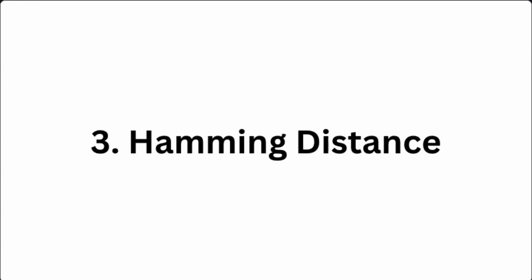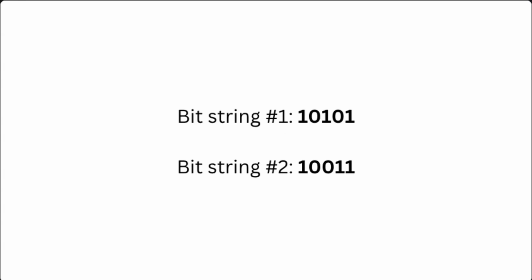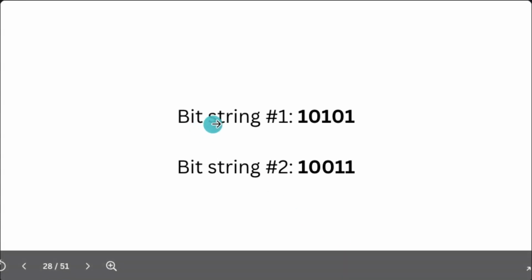Lastly, let's have the Hamming distance. Hamming distance measures the number of differing bit positions between two binary strings. It is used in error detection and correction to determine how many bit changes are needed to convert one string into another. Let's use these 2 bit strings as an example. So we have bit string number 1 and bit string number 2.